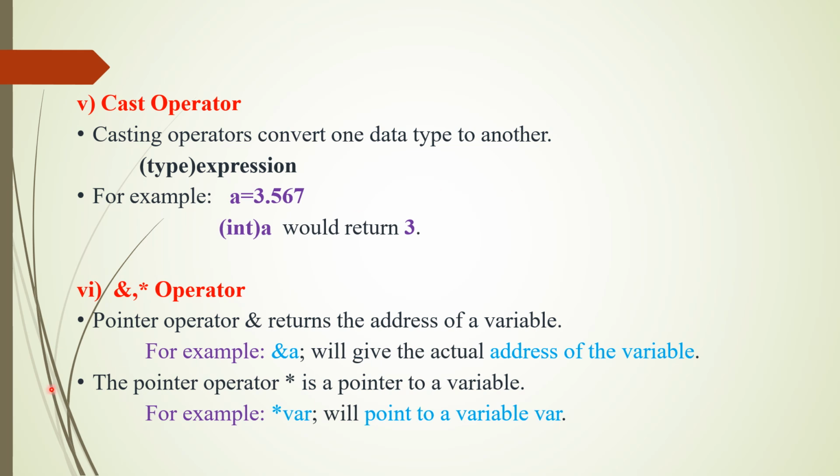And next are the remaining two operators. These we use with pointers. One is going to showcase the address of a variable, and the other will point to the variable itself. So when we use the ampersand symbol, it will give the actual address of wherever the variable is placed. If you want the specific address of a variable, then you have to put the ampersand symbol. If you put the asterisk near the variable, then it will point to the variable itself.